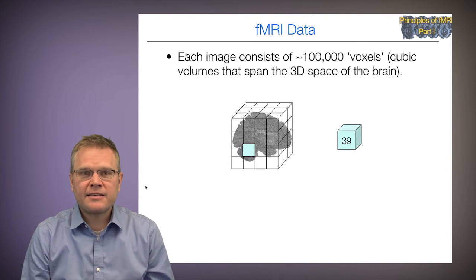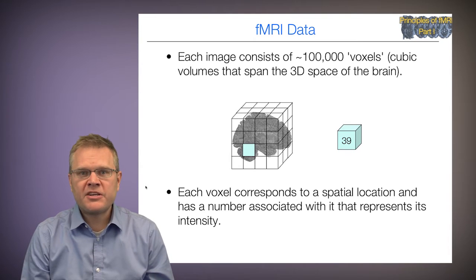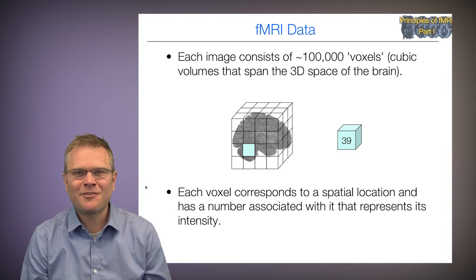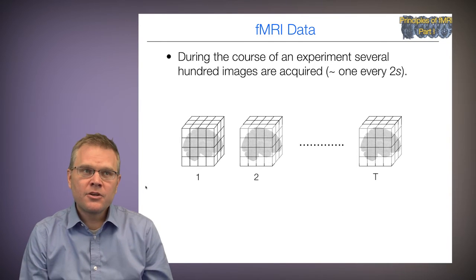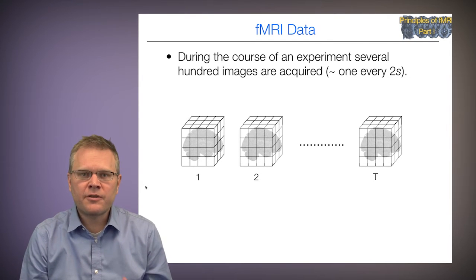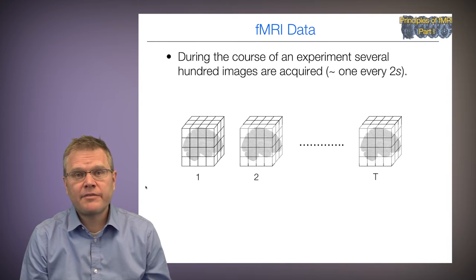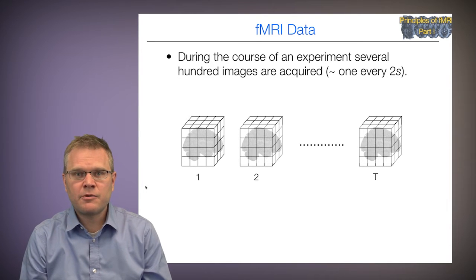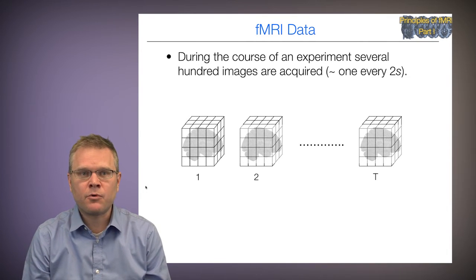Each voxel has a number associated with it, but also a spatial location. So basically, in this little cartoon, we take a voxel from a certain area of the brain, and we look at its value. In this cartoon, it's 39. So again, each voxel corresponds to a spatial location and has a number associated with it that represents its intensity. During the course of an experiment, several hundred of these types of brain volumes are acquired, one roughly every 2 seconds or so. So basically what we have is we make 100,000 measurements over the brain at one time point, then 2 seconds later we do it again, etc., for a couple of hundred time points.